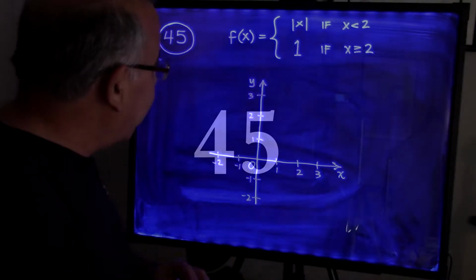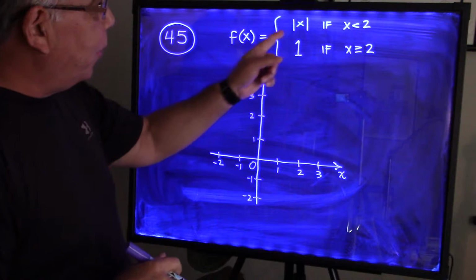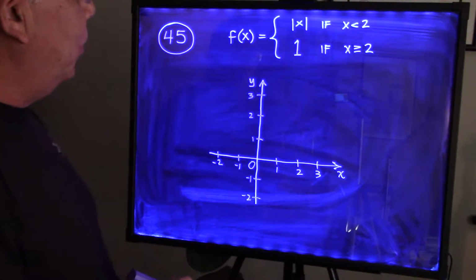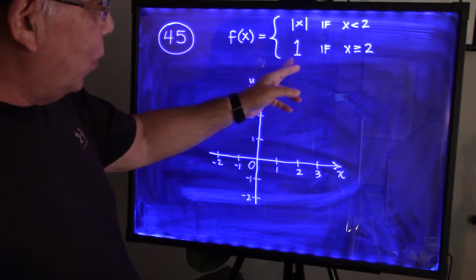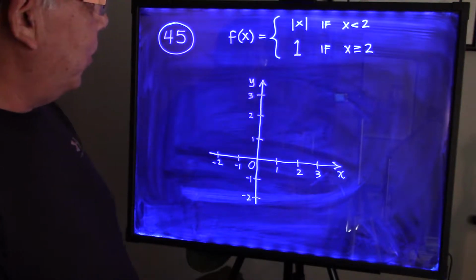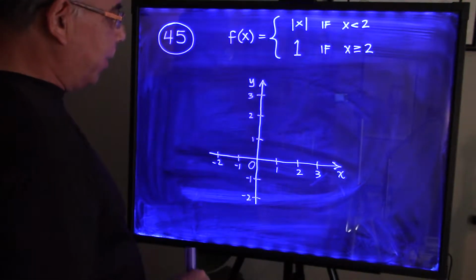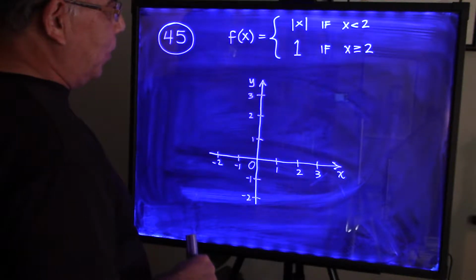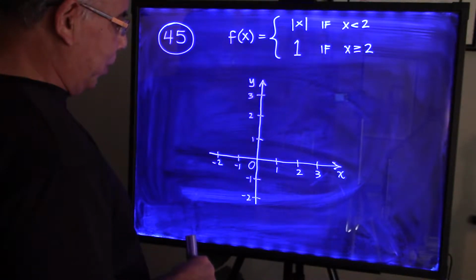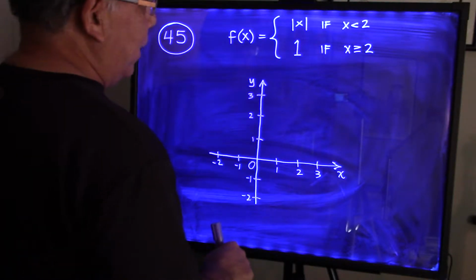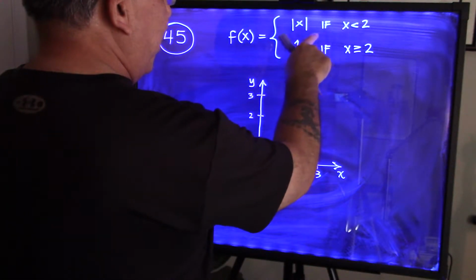Number 45. So we have f of x is absolute value of x if x is less than 2, and f of x equals 1 if x is greater than or equal to 2. So in other words, y equals 1, that's a constant function. It doesn't change. That's what they call a constant function. And it's a horizontal line. Okay, but anyway, let's go to this part.